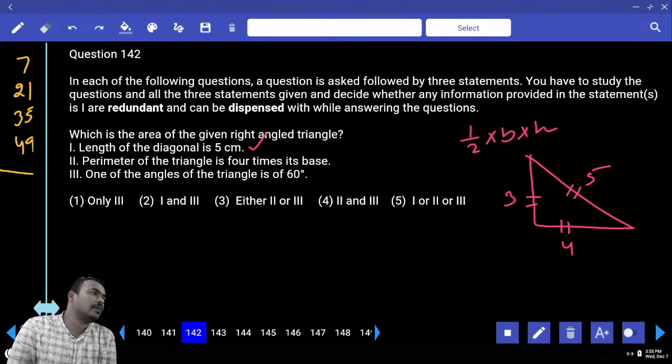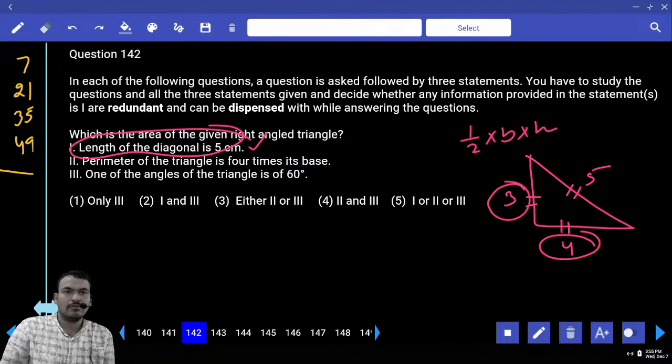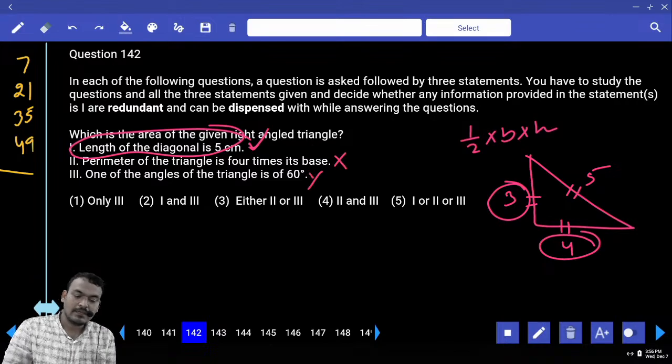Then which ones are redundant? 2 and 3 are not required. With 1 alone we get the answer. We know the base value and the height value, so we get the area. 1 alone is sufficient to answer the question, so which ones are redundant? 2 and 3. Which option? The fourth option.